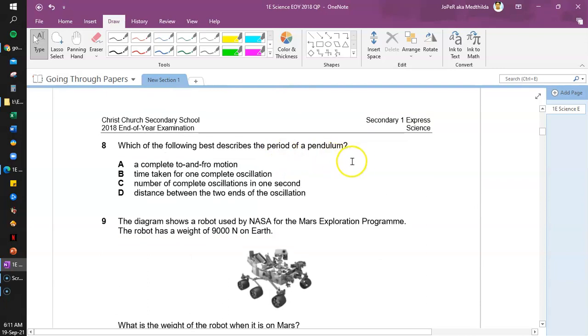Okay, next. Question 8. Which of the following best describes the period of a pendulum? So period is actually the time taken for one complete oscillation or one complete motion. Now, pendulum, if you swing it, it gives a to and fro motion, but you realize A is out because there's no time consideration. Time taken for one complete oscillation, B is the answer. So this is actually describing an oscillation. To be more precise, it's actually a complete oscillation.